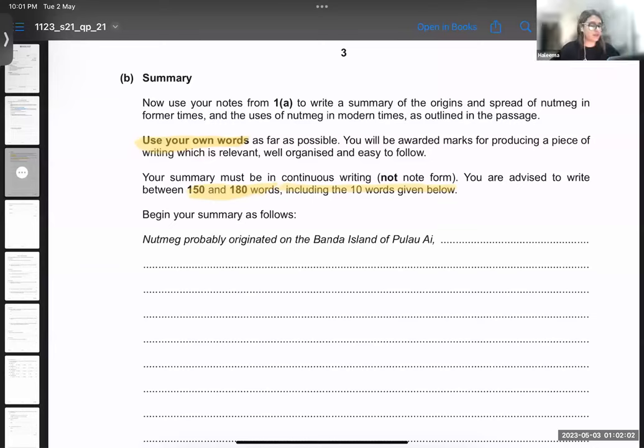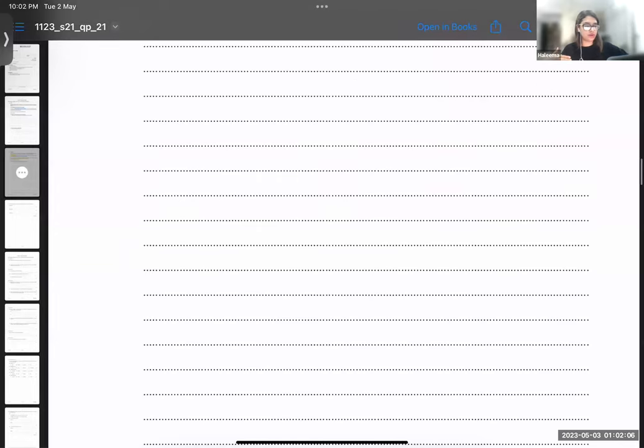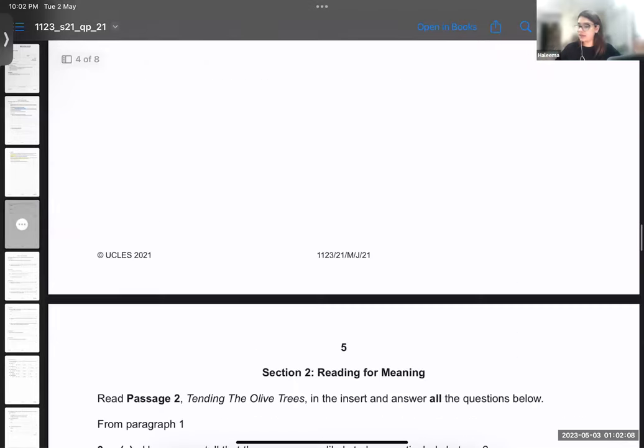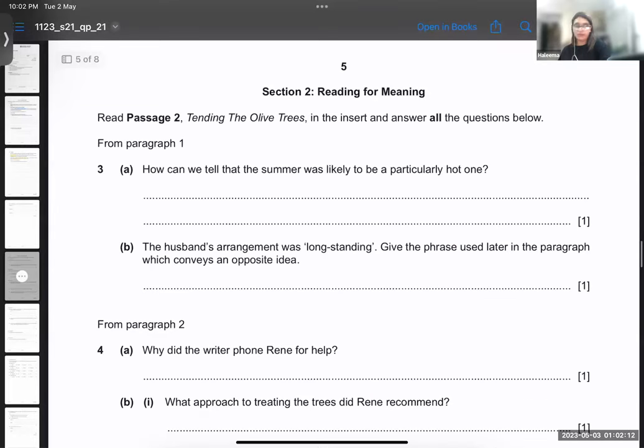All right, so this is where we move on. We've gone through the thing once, so I think that should make a difference. Now you have your second section, which is reading for meaning. The first thing I need to talk to you about is the kind of questions that you will come across. The questions are not straightforward. They are going to have different ideas that they're testing you for.